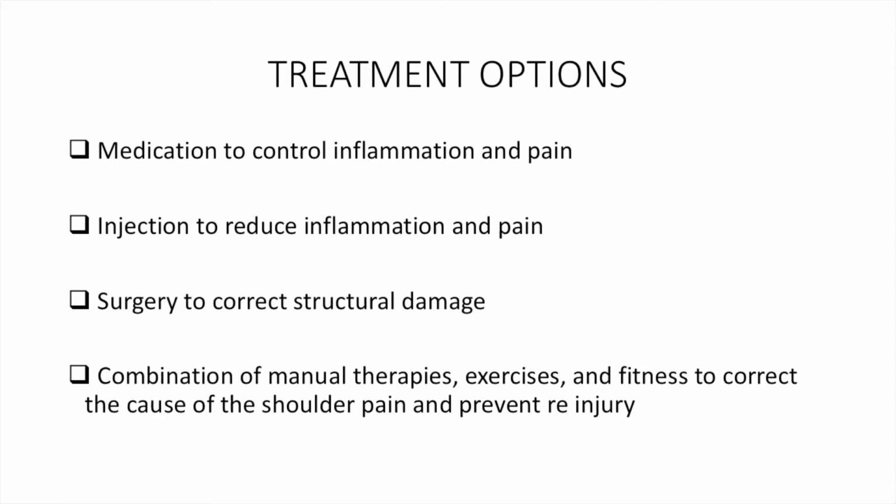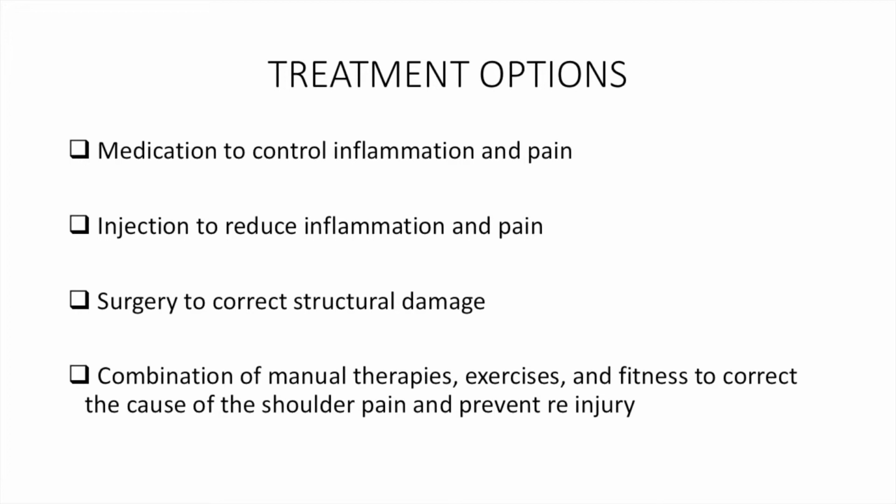It's very important to note that whatever treatment option you go with, the last one, the combination of manual therapies, exercise, and fitness to correct the cause of your shoulder pain and prevent re-injury, is needed regardless. Even if you take medication and your pain goes away, you still need to correct the cause of your pain. Just because the pain goes away momentarily, it's going to come back if you don't fix the cause. Same thing with an injection. A lot of times injections really help to get you moving, and they allow you to do what's needed to correct the actual cause. So they're a good adjunct to treatment, but you can't just get an injection and think you're going to heal your shoulder. It's going to come back unless you address the cause.